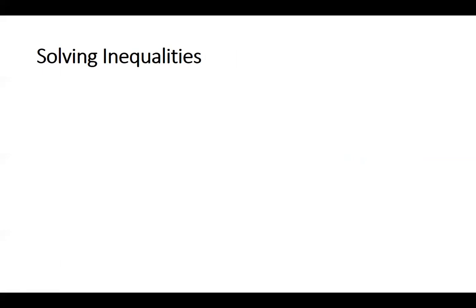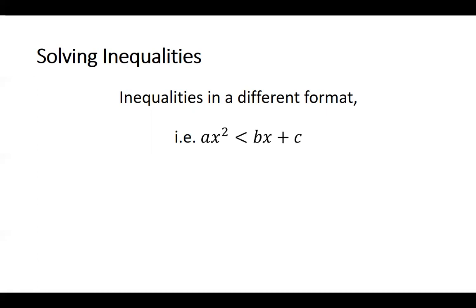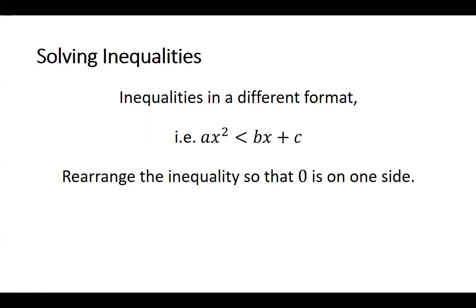Well, yeah, sometimes we have something a little different. What if our inequalities are written in a different format? Instead of ax squared plus bx plus c greater than 0 or less than 0, sometimes it's written in a different format. So maybe we have ax squared less than bx plus c. Well, that's okay because all we need to do is rearrange the inequality so that 0 is on one side.